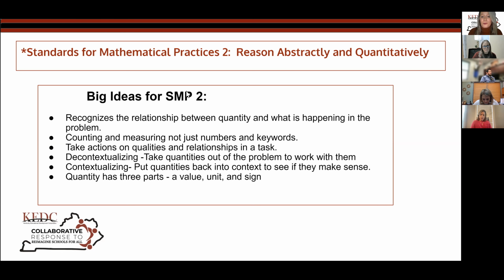Knowing that quantity has more than one part. It's the value, it's a unit, and it's a sign. So with math practice number 2, reason abstractly and quantitatively, give me one word that you're going to take away from this one. This one also has that asterisk by it. That means this is one of our leading actors as well. We have to be able to look at that quantity and take it out, work with it, put it back in there, and then ask ourselves, does that make sense?